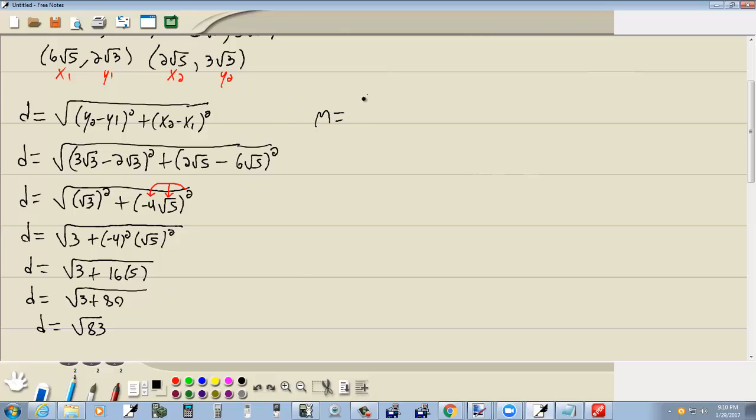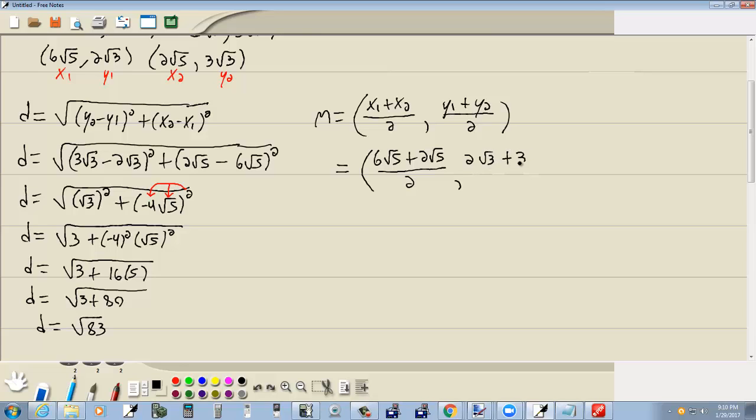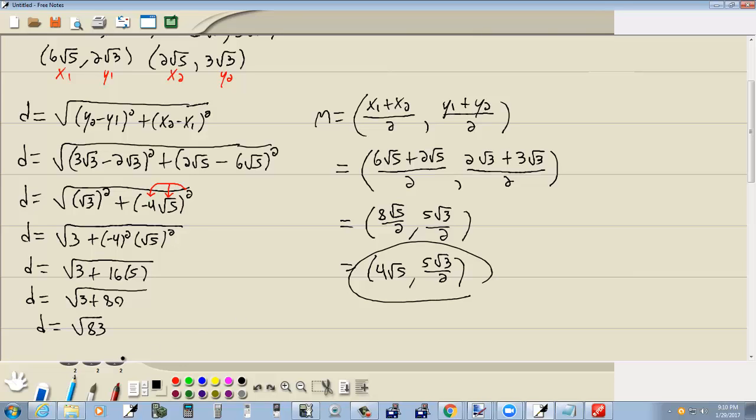Now our midpoints. You're going to add together your x parts, x1 plus x2, then divide by 2. And you add together your y parts, y1 plus y2, and then you divide by 2. x1 was 6 square root of 5 plus 2 square root of 5, divide by 2. And y's, we got 2 square root of 3 plus 3 square root of 3 over 2. 6 plus 2 is 8, so we got 8 square root of 5 over 2. 2 plus 3 is 5, so we got 5 square root of 3 over 2. And 8 divided by 2 is 4, so we're going to have 4 square root of 5 and 5 square root of 3 over 2. And those would be our answers.